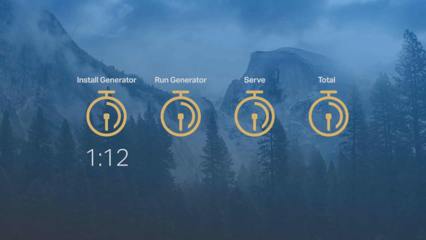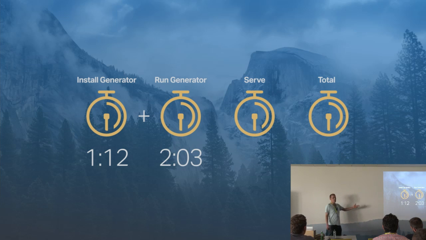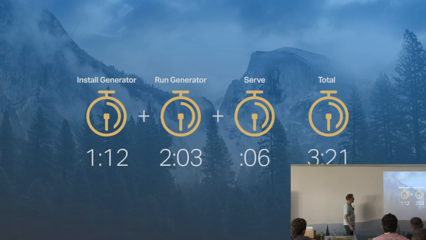And it all took about, well, let's see, the install, the first time, and keep in mind, this is only one time ever on your machine that you need to install the generator. Then running it is only once per project, 2 minutes and 3 seconds. Running grunt serve took 6 seconds. So for a total of 3 minutes and 21 seconds. So that's pretty cool. Now I can just start designing in the browser.